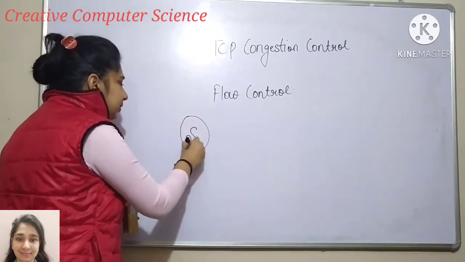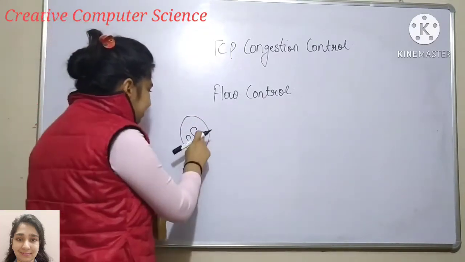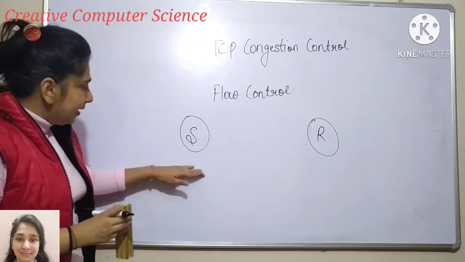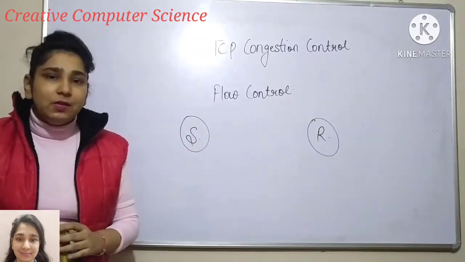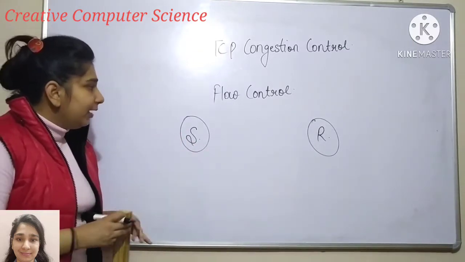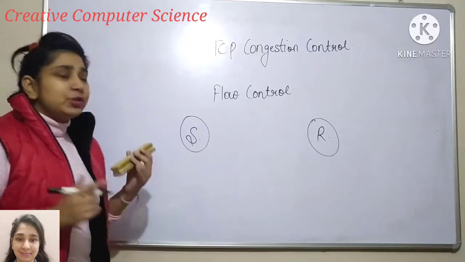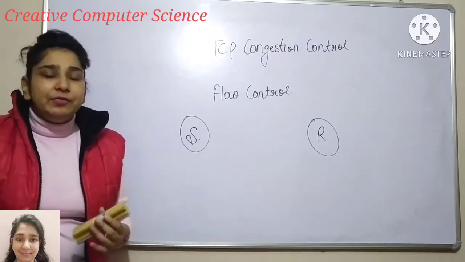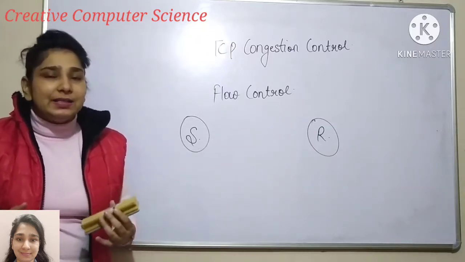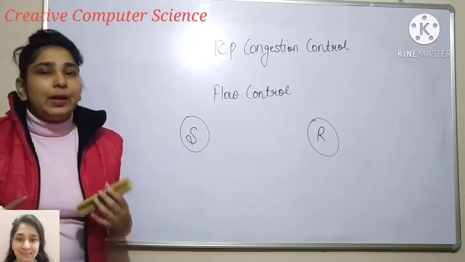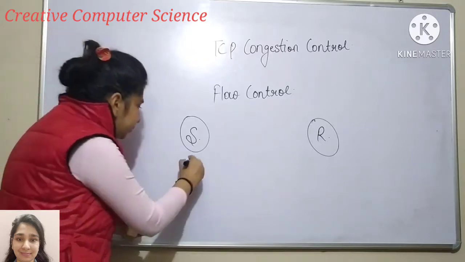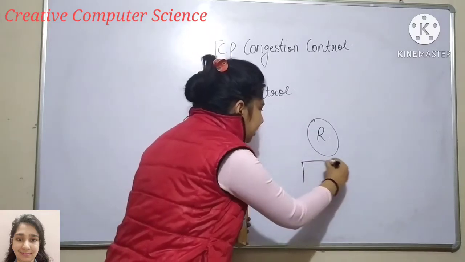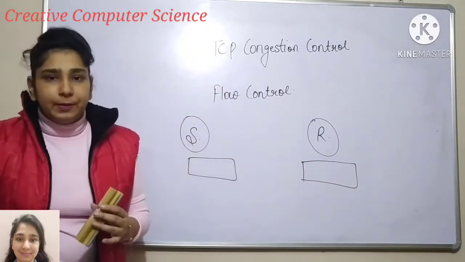Flow control means, let's suppose this is our sender and this is the receiver. Each machine has some buffers. Each and every device has some advertisement window size, or you can call it a buffer. So this receiver machine has some buffer.